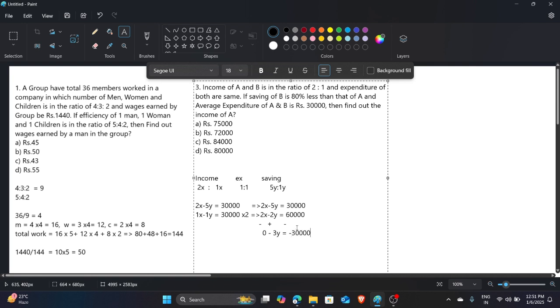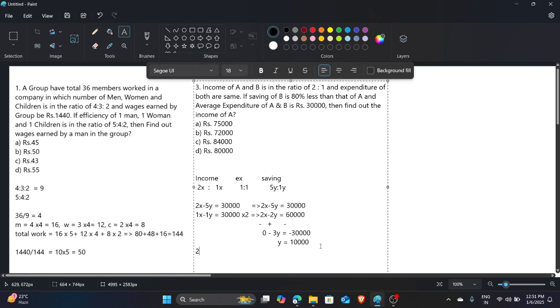Now, what is the value of y here? The value of y is equal to 10,000. So from here you get the value of saving. If the saving of one person is 10,000 and the second person is 5,000, you can get the savings also. Now they are asking to find the income of A, so when you put this value here, you get the income of A.